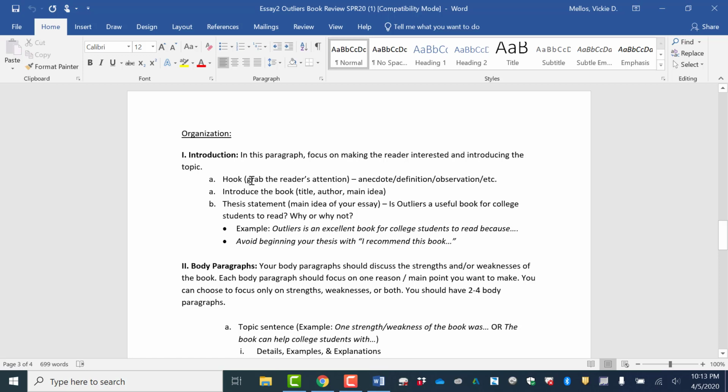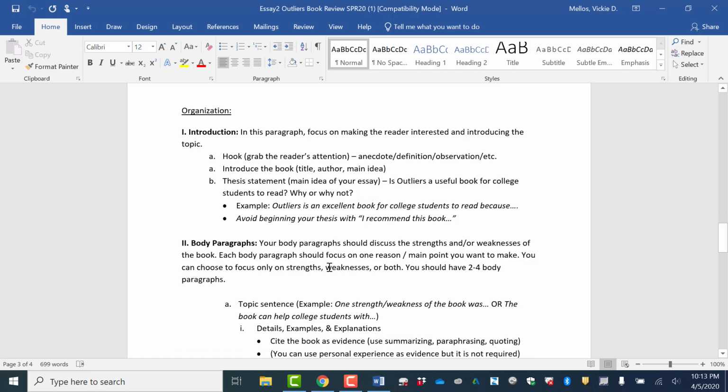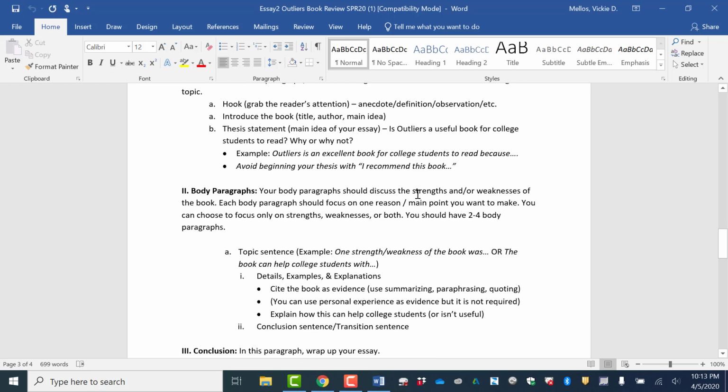Okay, in your introduction, you want a hook. You want to grab the reader's attention and definitely introduce the book. You need the title, the author, who is the author, and what was the main idea of the book. And then you need your thesis statement. You're going to answer this question: is Outliers a useful book for college students to read? Why or why not? Here's an example of a thesis statement. Avoid beginning your thesis with "I recommend this book because"; you want to try to make it more academic by avoiding I.